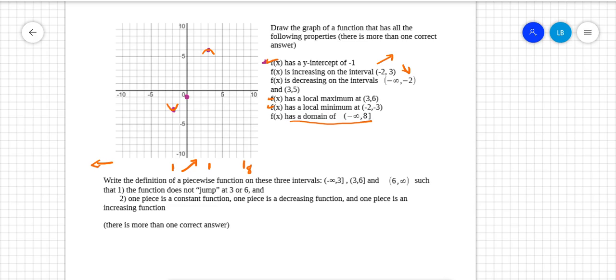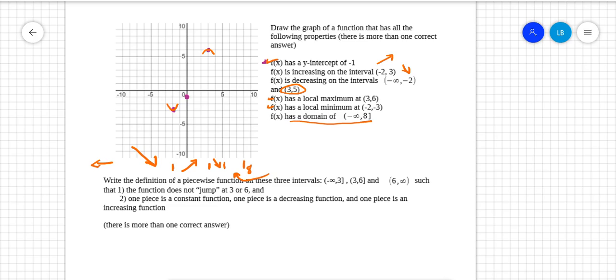Let's look at our decreasing intervals. From -infinity to -2, it's going to be going down. And again, from 3 to 5, it's going to be going down. So here's 5, it's going to be going down. We're not told what happens in here, so we could do whatever we want, and it ends at 8.